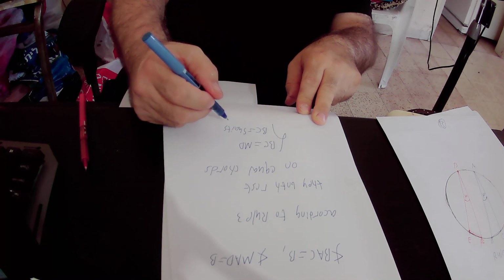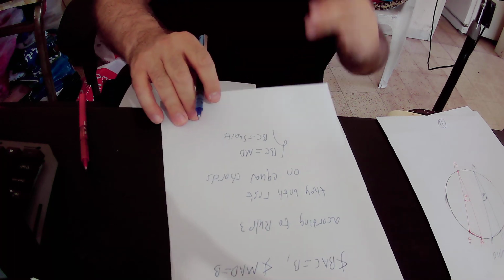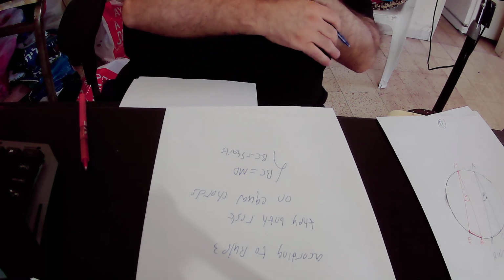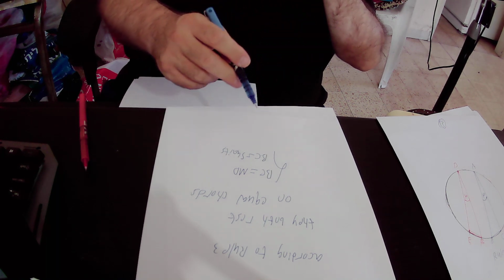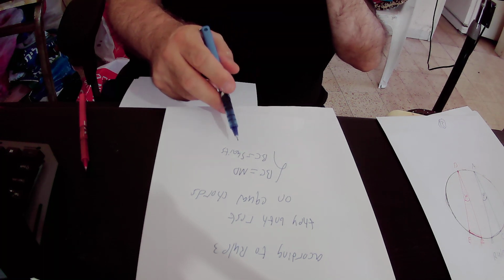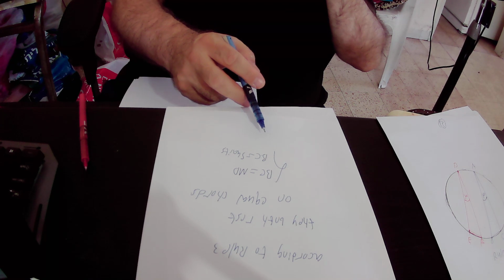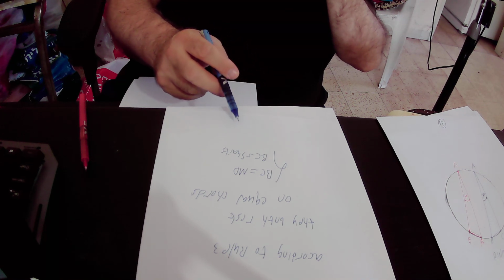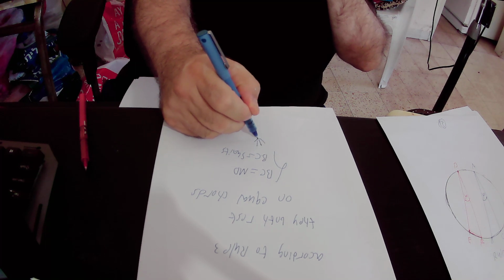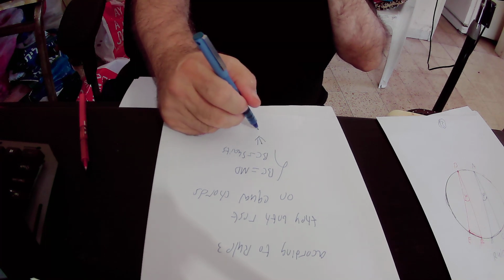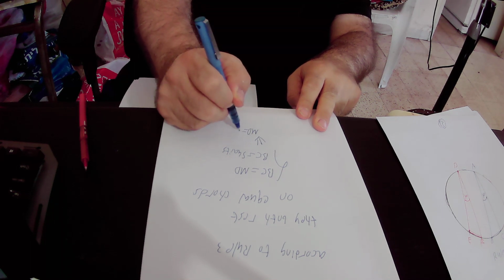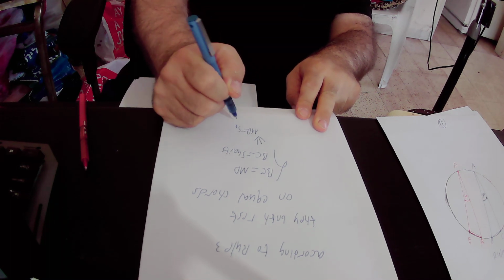Okay, we know that BC equals 5 units. So we can deduce from it, because of the fact that BC equals MD and BC equals 5 units, we can deduce from these two expressions that MD also equals 5 units.